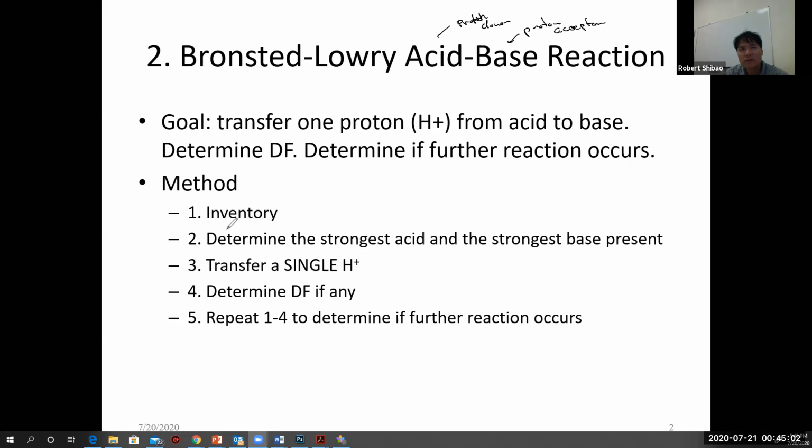So the method is inventory, like in redox. Determine the strongest acid and the strongest base present. Transfer a single H+ from the acid to the base. Determine driving force, if any. Repeat steps 1 through 4 to determine if further reaction occurs.